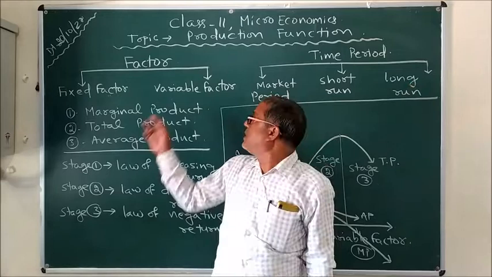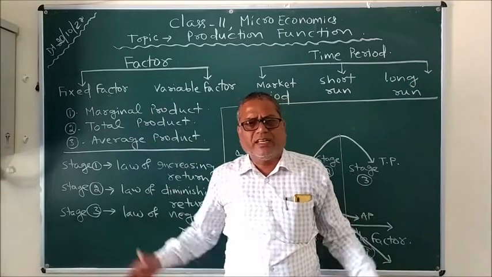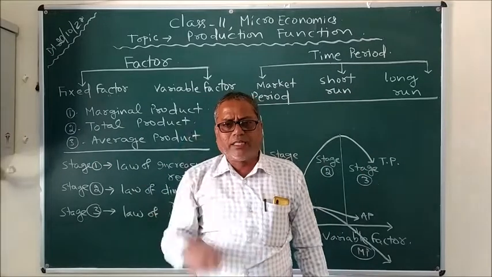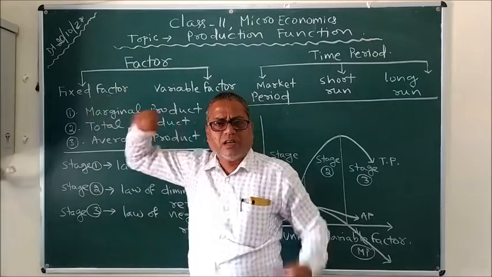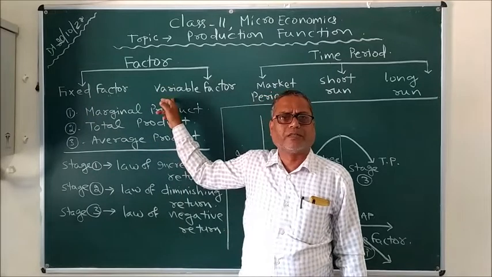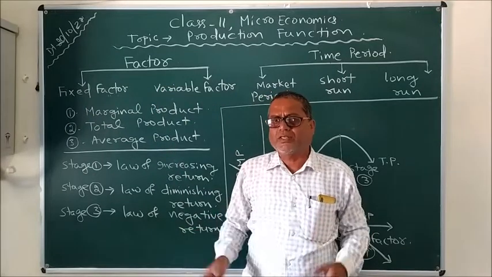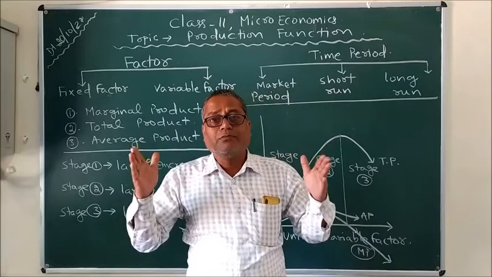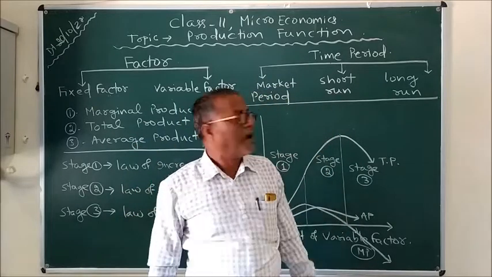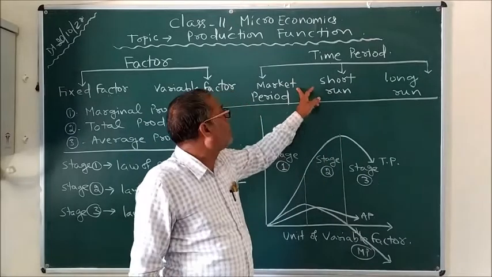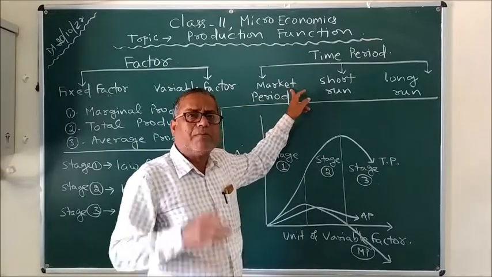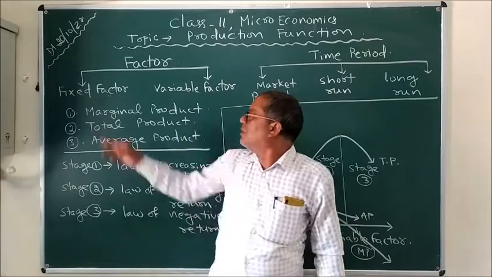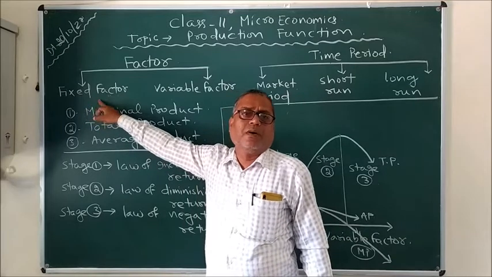And by definition, what is market period? Market period is so short a period of time that neither can we change any fixed factor nor any variable factor. That is, the number of factors can never be changed. Such is the time span available with us, and that much time is called a market period. In market period, we cannot increase production because we cannot change the number of any factor.